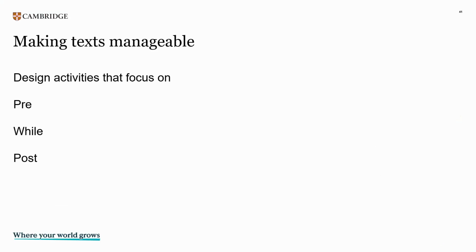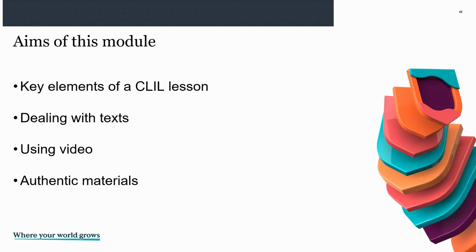So in this module, we've talked about making texts, audio and reading, manageable. We've looked at designing activities that focus on pre and while, but we haven't actually looked at many post listening or reading tasks. The reason for this is that we tend to use post listening and reading tasks more for assessment purposes, which we're going to look at in module 4. So if we go back to the aims of our module, this is what we've covered so far.